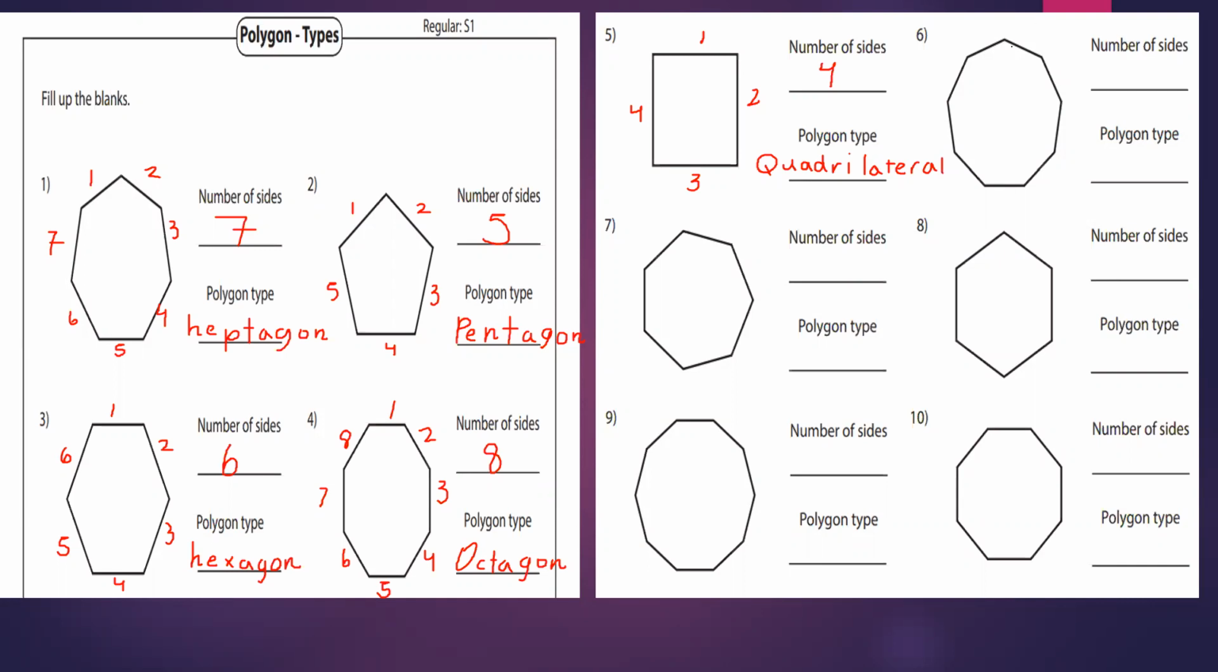Number 6, I want Jemiah. What did you get for number 6, Jemiah? I get a nonagon with 9 sides. 1, 2, 3, 4, 5, 6, 7, 8, 9. Nonagon is 9 sides. The polygon type is nonagon.